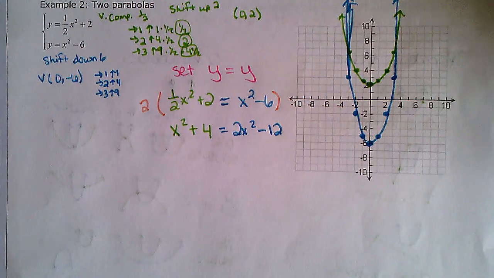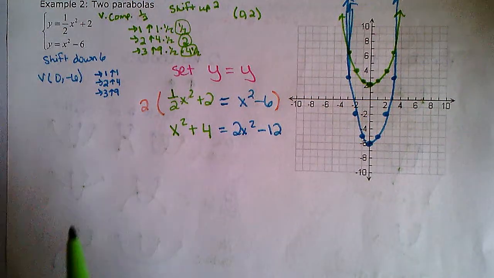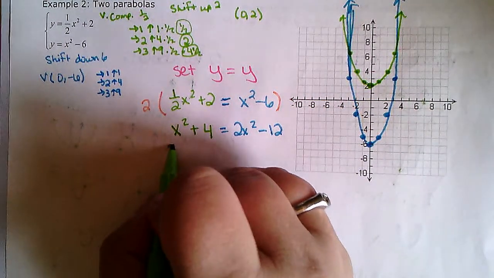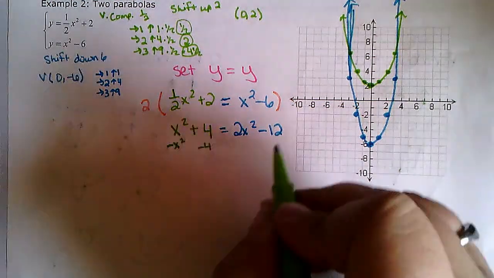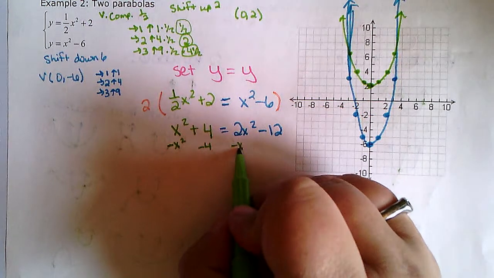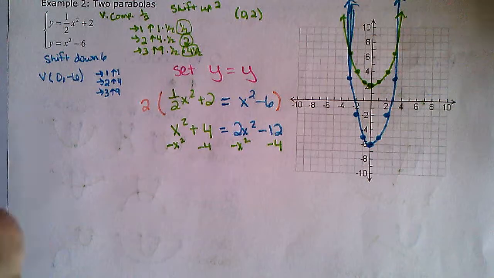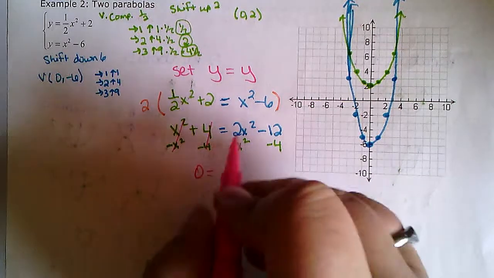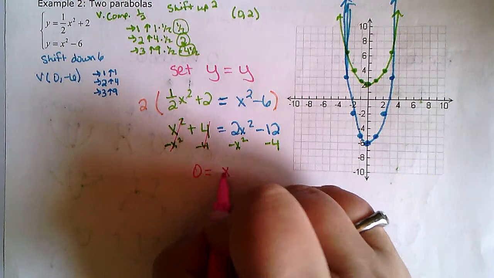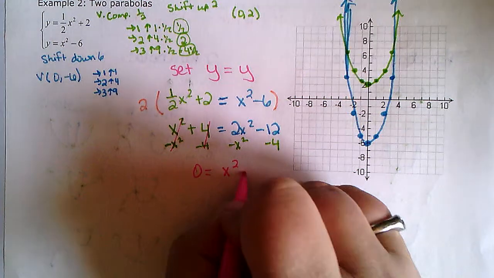Okay, now I want to move the smaller of the x squareds so they're on the same side. Since this one is smaller, I'm going to move it over. This is an x squared, so I'll subtract it from its like term. And 4 is just a number, so I'll subtract it from its like term. So this side cancels. 2x squared minus x squared is just going to be x squared. -12 minus 4 is -16.